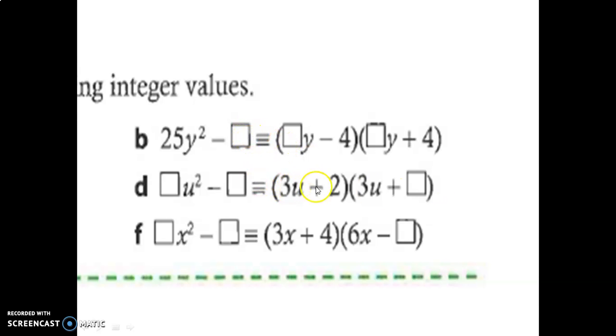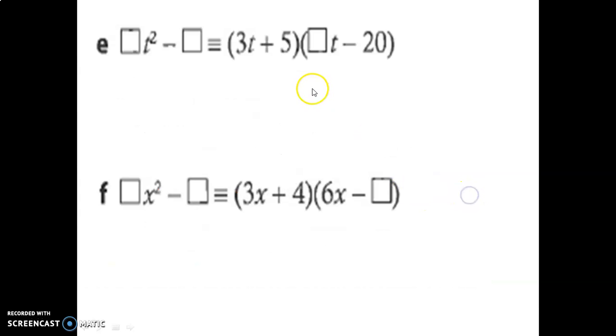Then B and D also should have been pretty straightforward. So there's the answers for those. This one may have been a little tricky because they put a plus sign here, but for this difference of squares to work, we need it to be a minus. So we can put plus -2. That works. Okay, E and F were a little different.